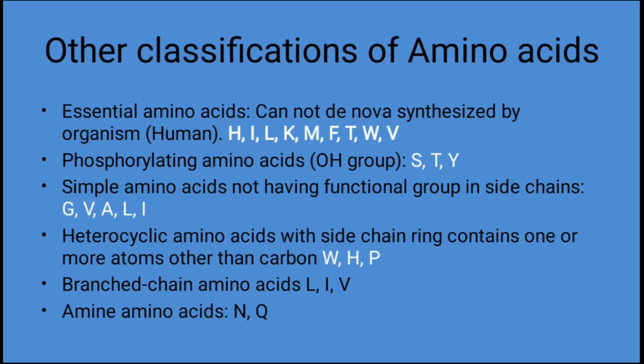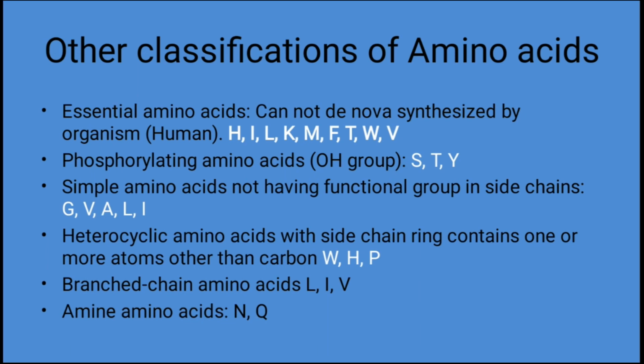And based on nutritive values or dependence of the biological organisms, amino acids are grouped into essential amino acids. These amino acids cannot be synthesized de novo by mammalian organisms. Those are histidine, isoleucine, leucine, methionine, phenylalanine, threonine, tryptophan and valine. And phosphorylating amino acids are serine, threonine and tyrosine. And simple amino acids not having special functional groups are glycine, valine, alanine, leucine and isoleucine.